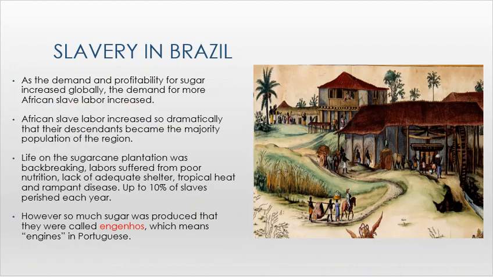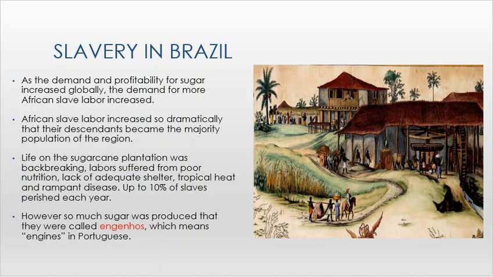So, slavery in Brazil. As the demand for profitable sugar increased globally, the demand for more African slave labor increased. African slave labor increased so dramatically that their descendants became the majority of the population in the Brazilian region. So many slaves were taken to Brazil because there was such a high demand that they almost represent the majority of the population as time moves on.